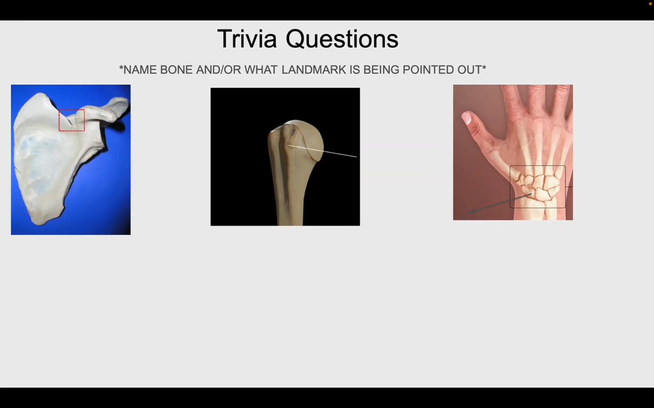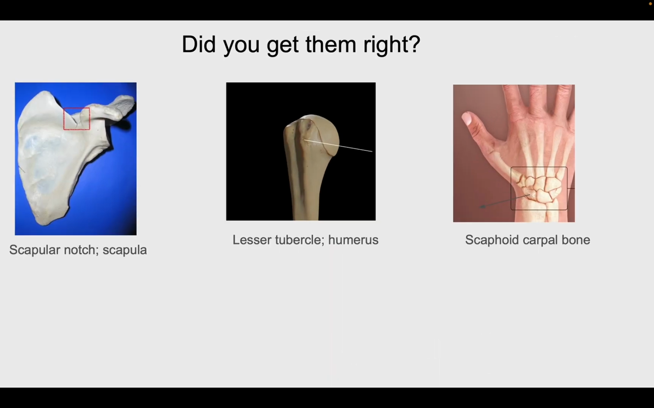Now, trivia questions. Name the bone, and what landmark is being pointed out? Go ahead and pause and write your answers down. Did you get them right? This right here is the scapular notch of the scapula. Next, we have the lesser tubercle of the humerus. And then this right here is the scaphoid carpal bone.